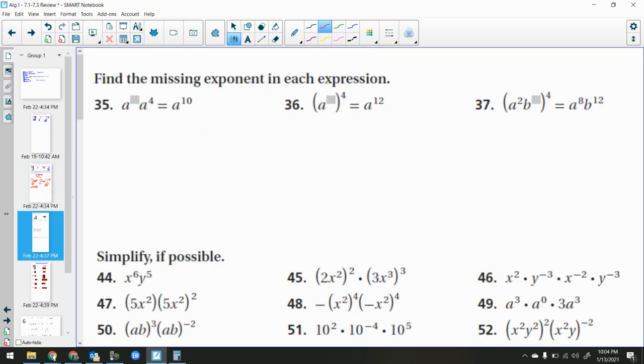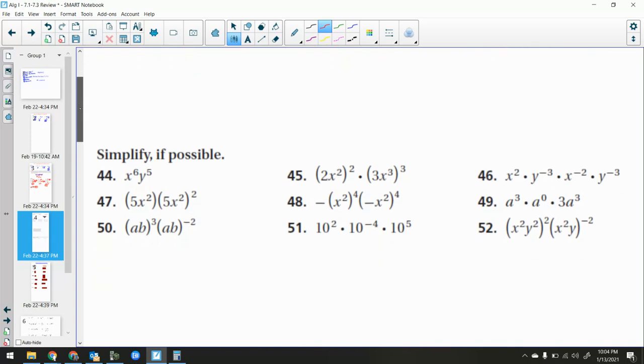Okay, continuing on here. Number 35. You've got to look at, okay, what's the power on A here that gets me a total of 10? 6. What's the power on A here that gets me a total of 12? Well, what times 4 is 12? 3. Look at the power on B. I'm going to be multiplying these things, right? So I've got to take whatever this is times 4 is 12 again. Okay, that's a 3 again.